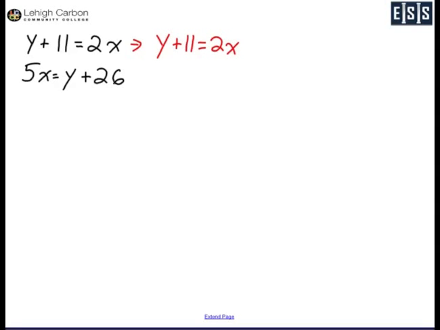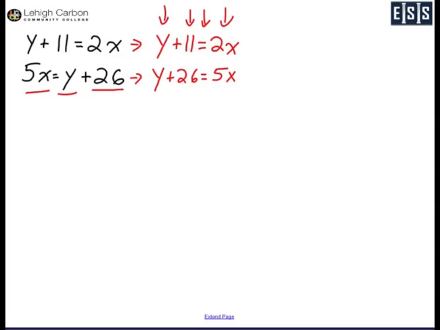My second equation, I have my y and my constant on one side, my x on the other, but they're on the wrong side of the equal sign, so I can just rewrite my equation and flip it over the equal sign. Y plus 26 equals 5x. All I did there was just rewrite it the other way around, so now everything lines up. My y's are above each other, my constants, my equal signs, my x's.